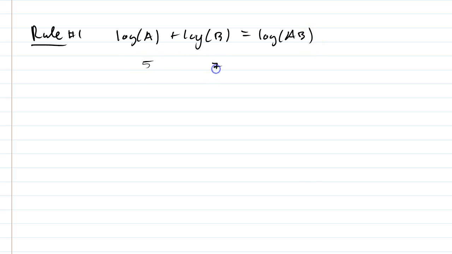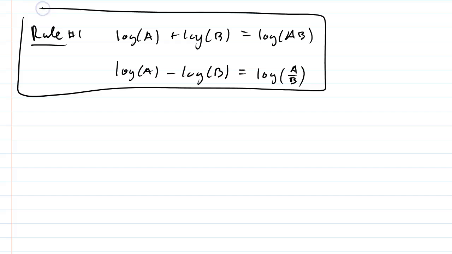Rule number 1 is when you have log of A plus log of B, it's going to be the same as the log of the product. So if I had log of 5 and log of 7, the answer would be log of 35 altogether. Okay, now going along with this, log of A minus log of B is going to be the opposite. Instead of the product, you're going to do division, A divided by B. And the order matters. Because you're subtracting, the B should be downstairs. That is rule number 1.